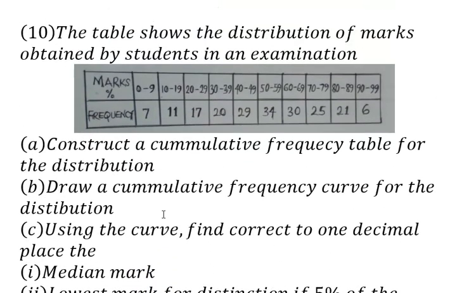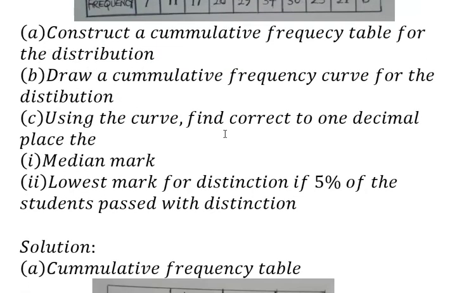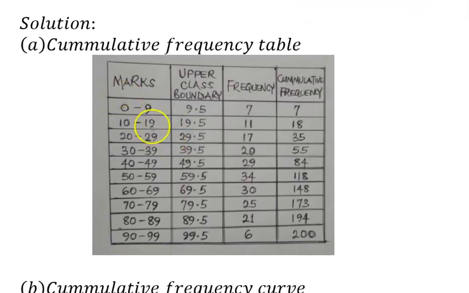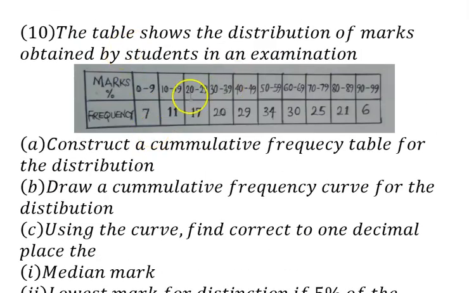So now you have this already. You have to construct a cumulative frequency table. Since it is called cumulative frequency, this is what we have. You have your marks: 0 to 9, 10 to 19, 20 to 29, 30 to, like you have those marks here.